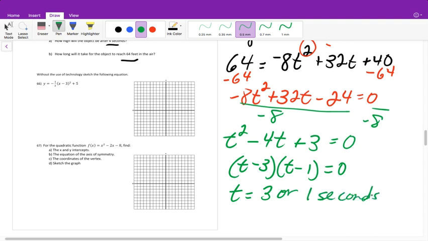So after 1 second, we will be 64 feet in the air. And then after 3 seconds, we'll be 64 feet in the air again because remember, a quadratic is a parabola, so we can have the same height occur more than once. All right, let's move on to the next question.